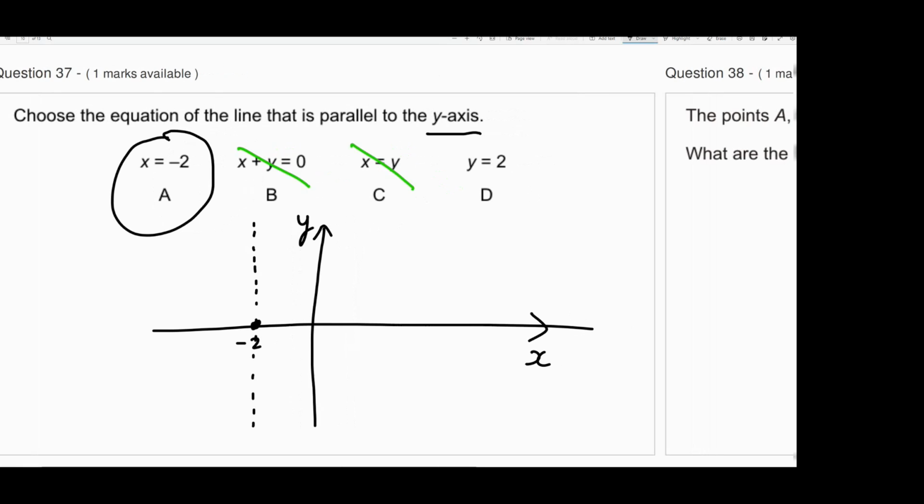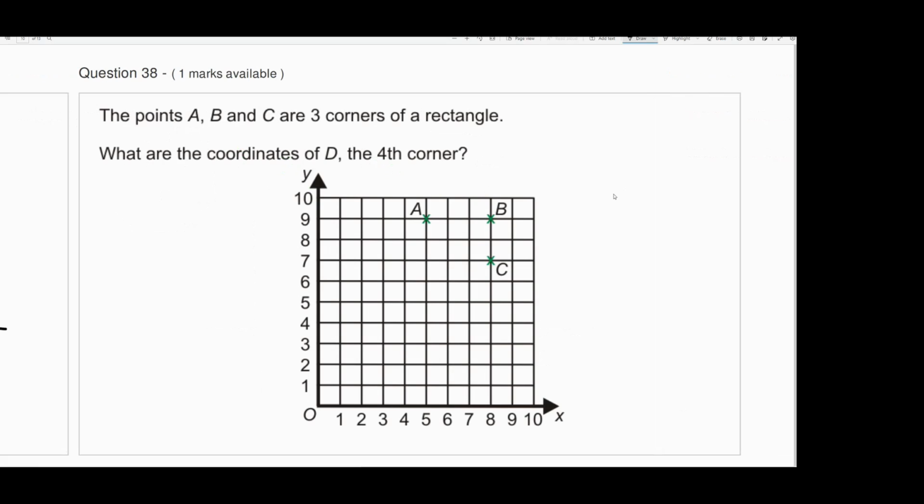So if we look at them, A, B, and C are three corners of a rectangle, and you want the coordinates of D. So we need to have another point that will make this into a rectangle. So we could use a ruler to join up the points that we have. And then if you wanted to finish it, it would look like this. So what would be the coordinates of the last corner, D?